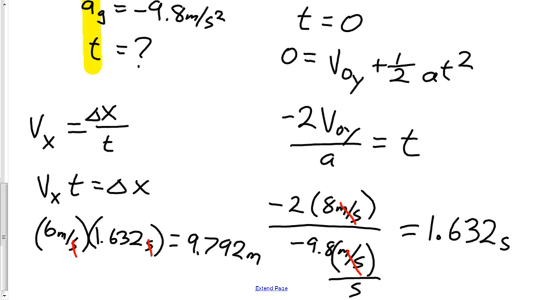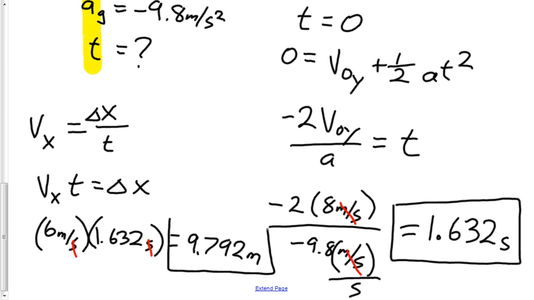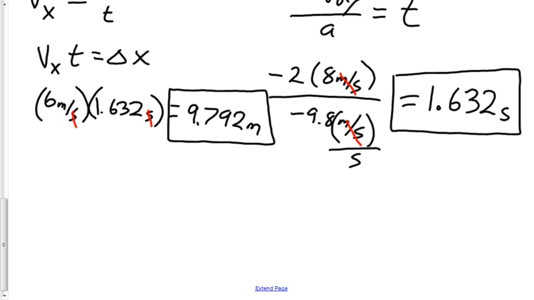All right, now I found answers for the first two parts. I found the time it's going to take, and I found the x displacement, the x direction displacement. I would actually like to show you that I can find that x displacement in a different way. For now, I would rather you not do it this way, but I do want to show you the use of this equation, the range equation.